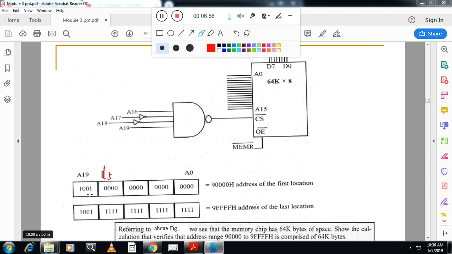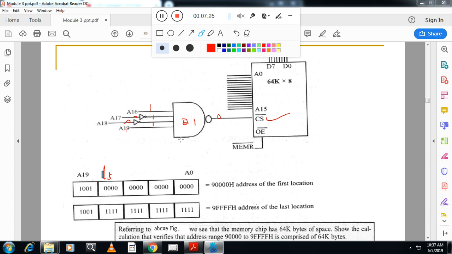You may ask why this is 101. So if it is 1001, then here it is all ones, here it becomes 0, 1, and here it becomes 0, and this will enable the chip. That is the condition. Or the other way also you can design.